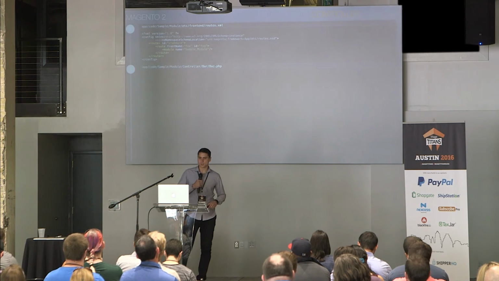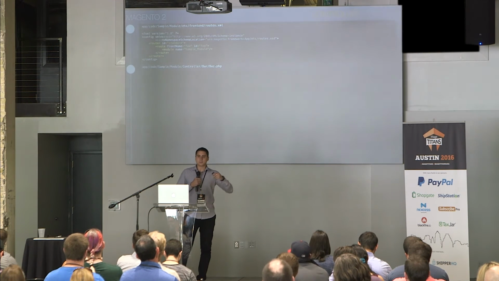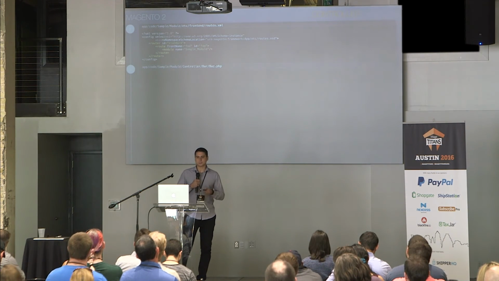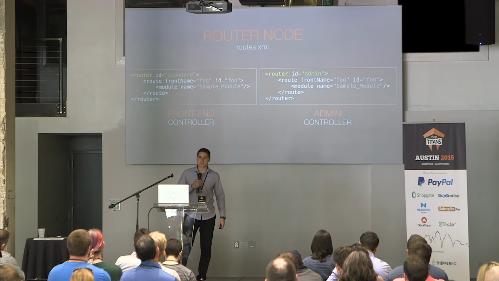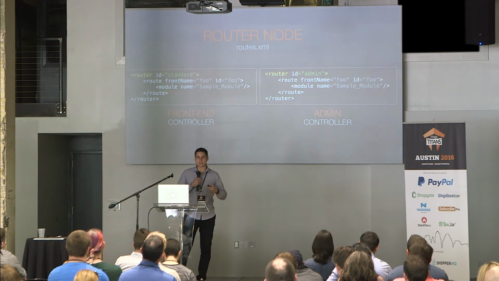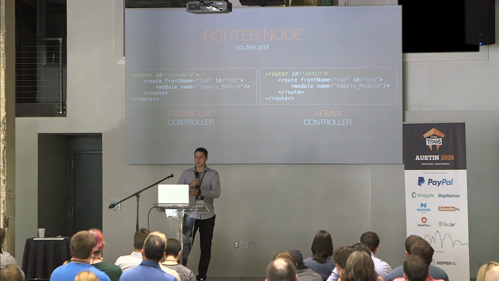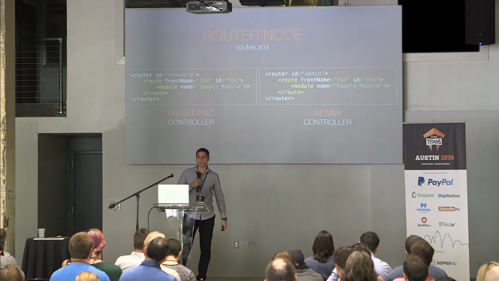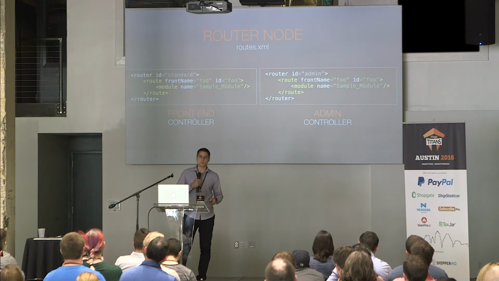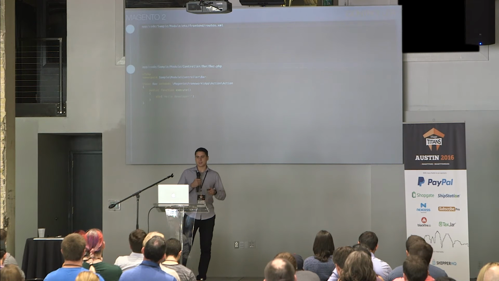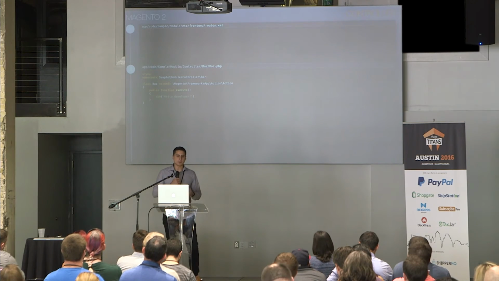Then, on that file, the difference between the front-end and the admin controller is the router ID. For front-end controllers, the router ID is standard, and for admin controllers, the router ID is admin. Then, we define the front name and the unique identifier for the controller. And finally, we set the module name in the module tag. Then, on the class, we extend the Magento framework app action class, and we have the execute method, just like the observers, to run the controller logic.